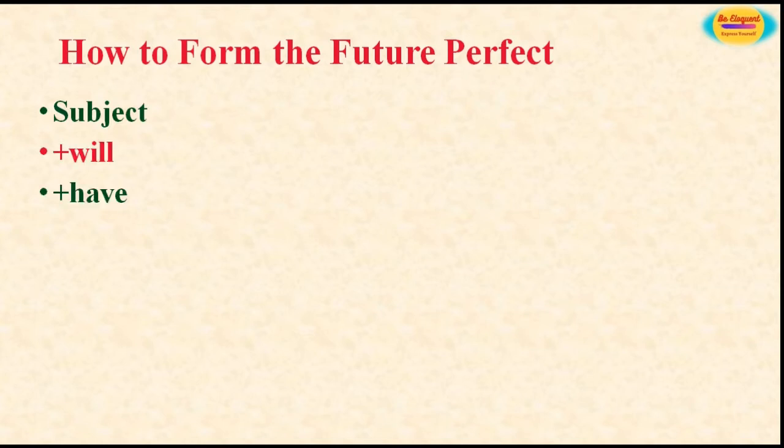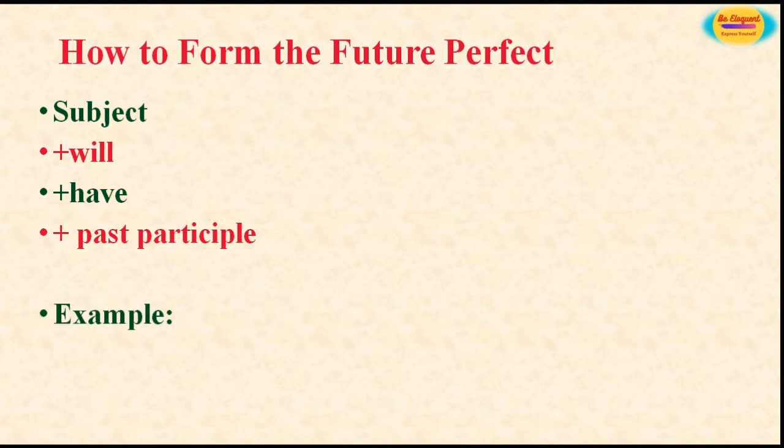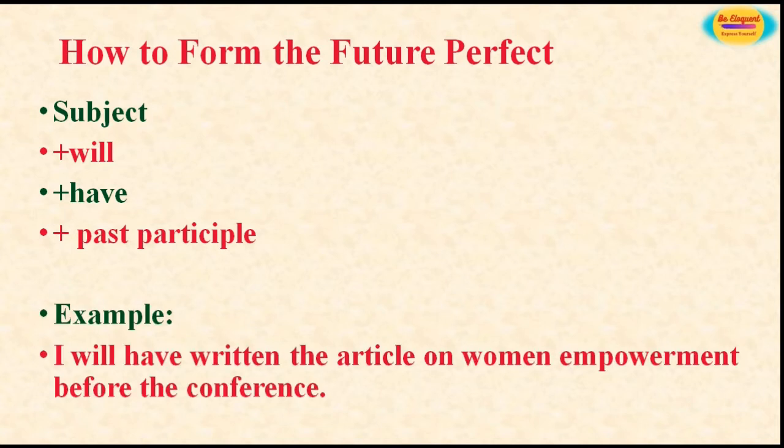The construction for the future perfect tense is really simple. Subject plus will along with have and past participle. It doesn't matter if the subject of your sentence is singular or plural. The formula doesn't change. Example: I will have written the article on women empowerment before the conference.